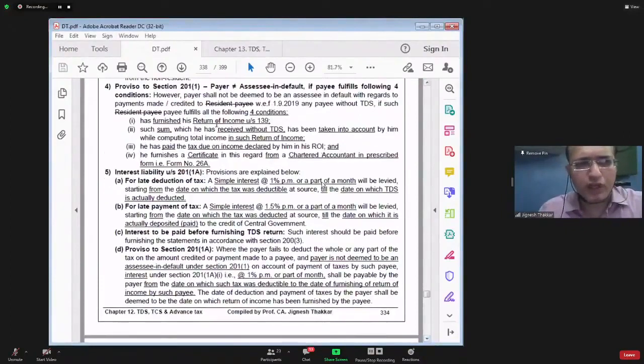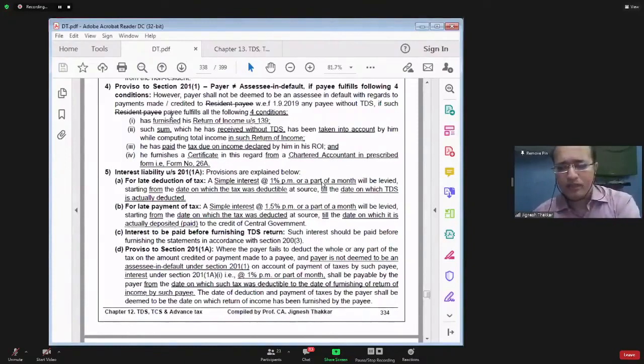Now let's move on to point number 4. In point number 2 and 3, we understood that if the payer has not deducted TDS, or has deducted TDS but not paid it, then he will be considered as assessee in default. And if he is considered as assessee in default, then penalty will be levied on him. Correct.